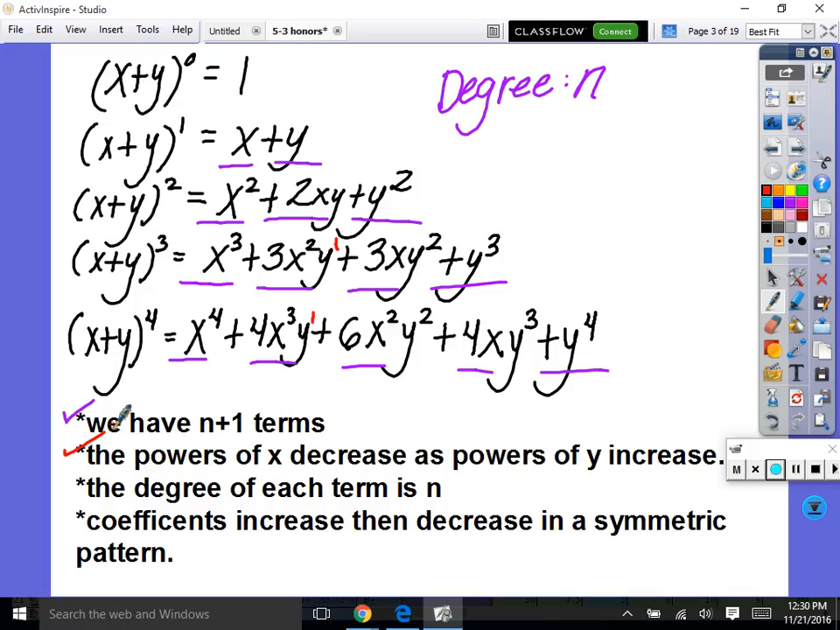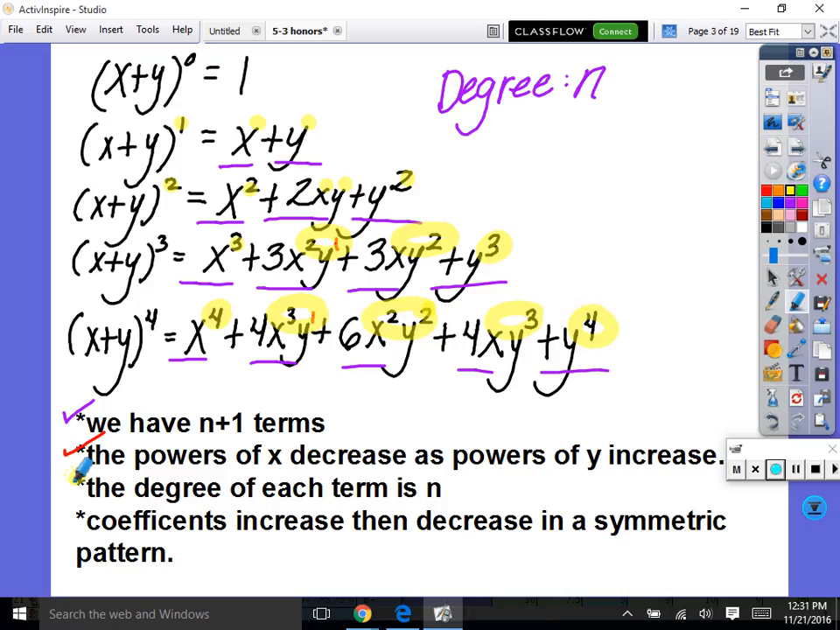The degree of each term is n. So this is what I mean by that. I'm going to use a highlighter here. So if this is degree 1, do you see how this term has degree 1, degree 1? This is degree 2. This has degree 2. 1 and 1 is still degree 2. Do you see how all the terms have degree 2 here? 1 and 1 multiplied together would be 2. Okay, degree 3, look, degree 3, degree 3, degree 3. Degree 4, degree 4, degree 4, degree 4, degree 4. So the degree of each term will be the same as this degree.